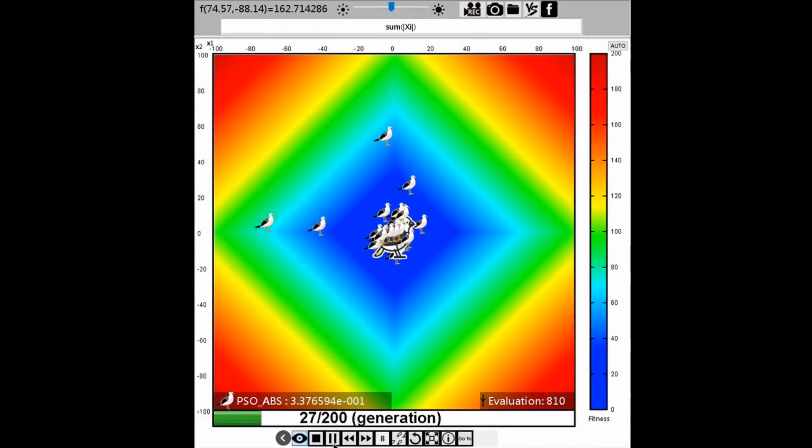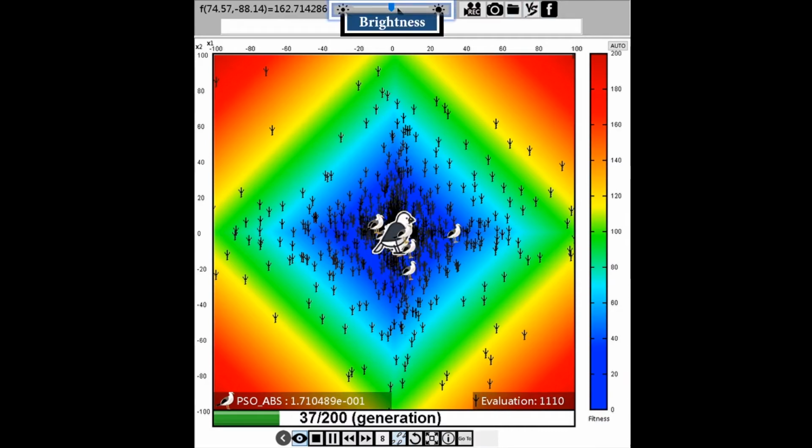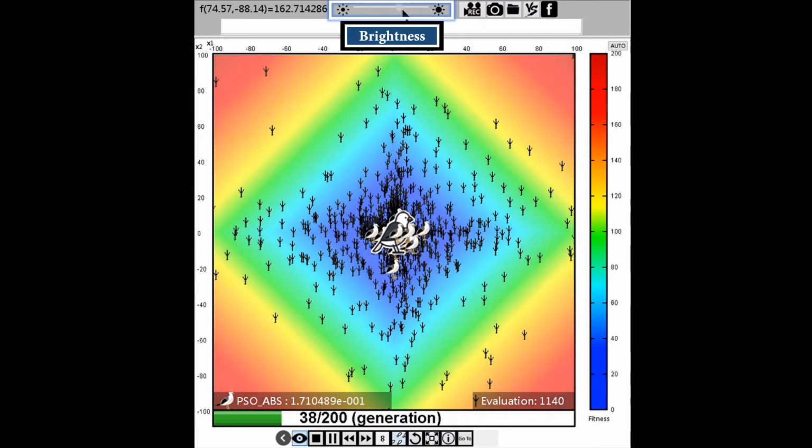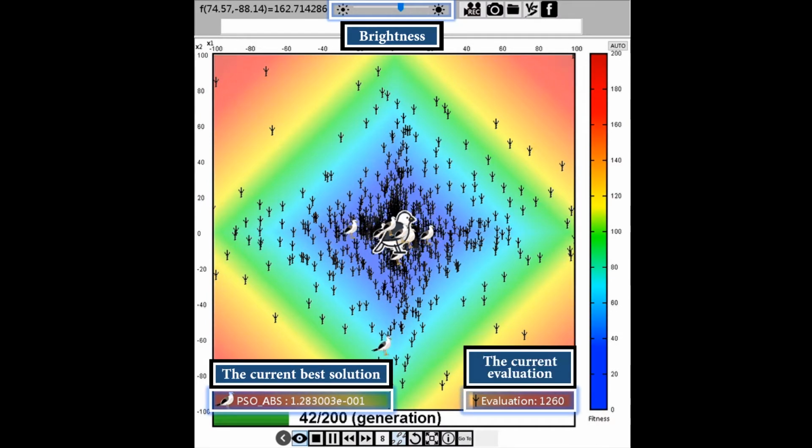We use a big bird to represent the G best, small birds to represent particles, and bird footprints to represent tracks. Researchers can also adjust the brightness to see the particle tracks more clearly. The left button tag shows the current best solution. The right button tag shows the current evaluation times.